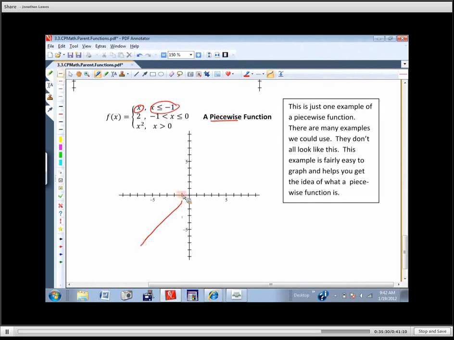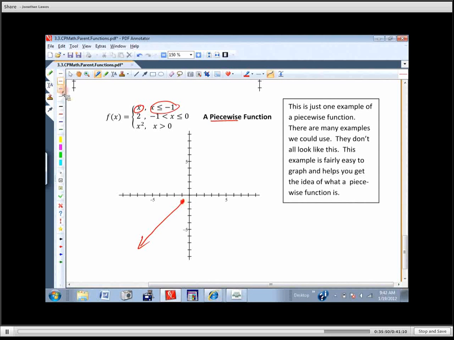Now, it extends forever in this direction because I can use any value I want that's less than or equal to -1. Once I get to this endpoint right here, do I put an open circle at the end or do I put a closed circle? Which is it? It's going to be closed. Okay, so that's the first piece.